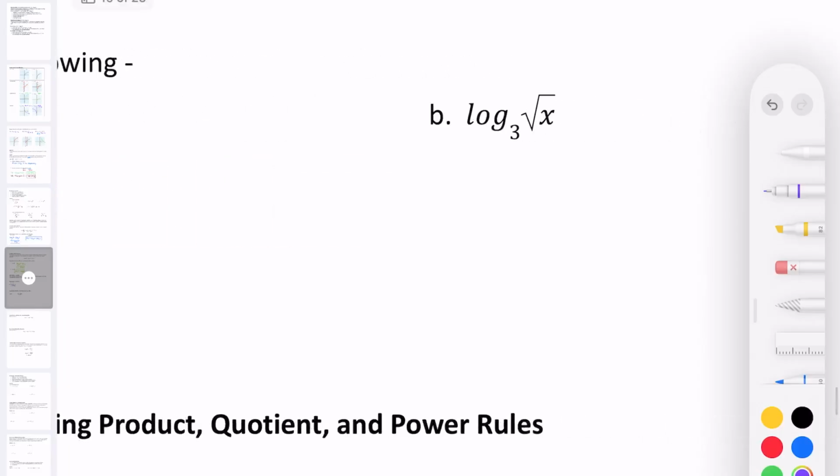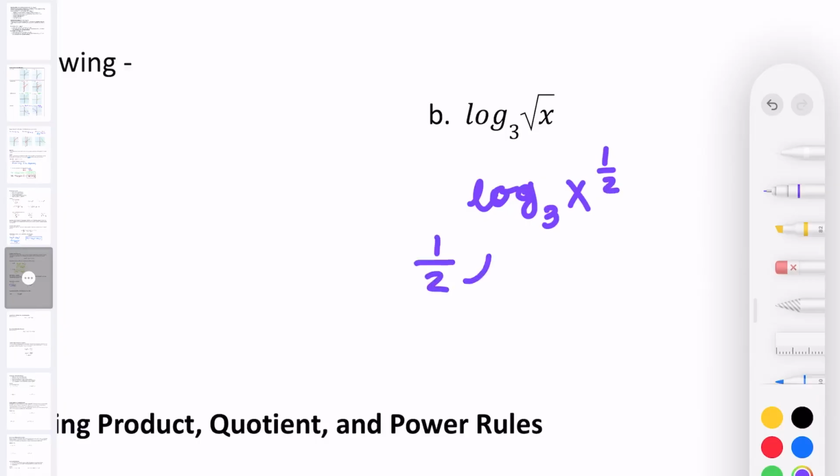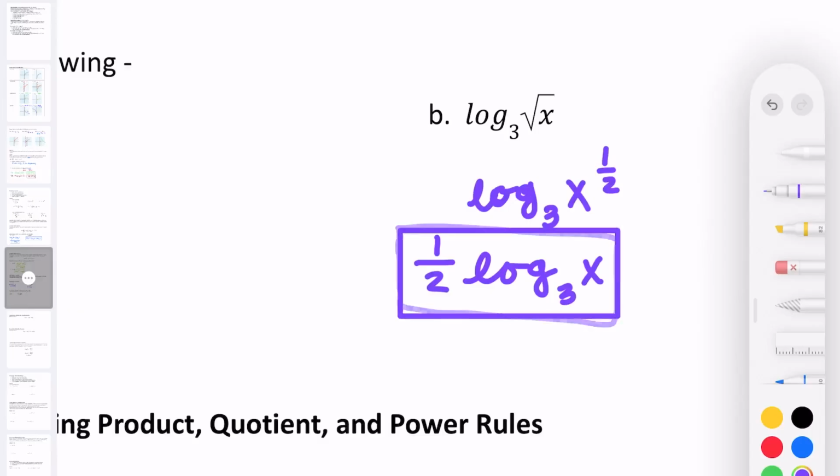Here we have a square root. That square root is going to be log base 3 of x to the 1/2, which means we can bring that 1/2 to the front and write 1/2 log base 3 of x. Not much else we can do there, so I'm going to leave it like that.